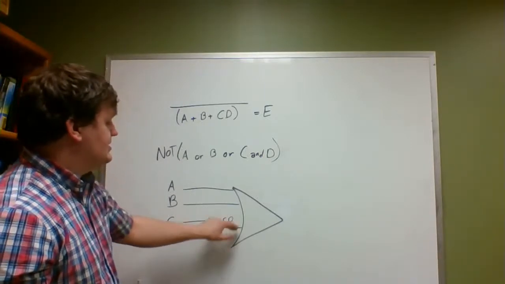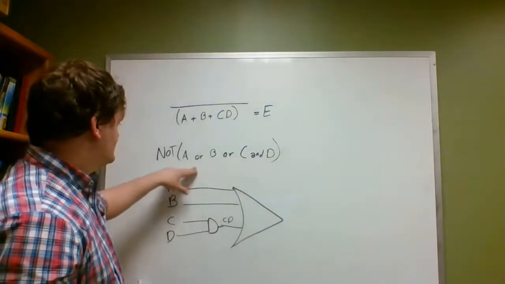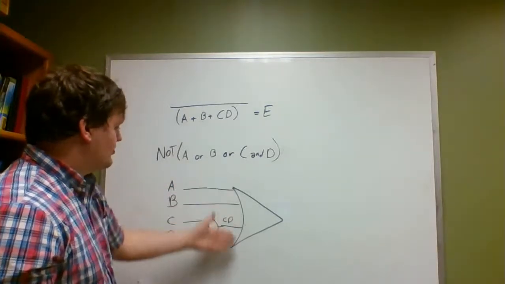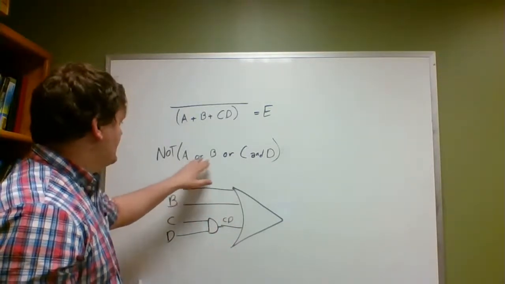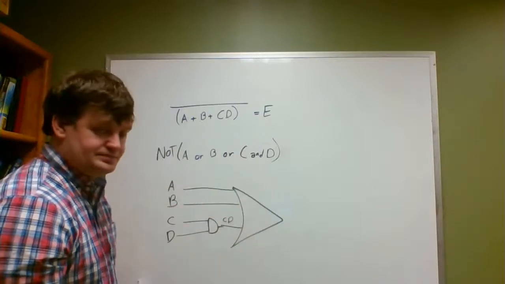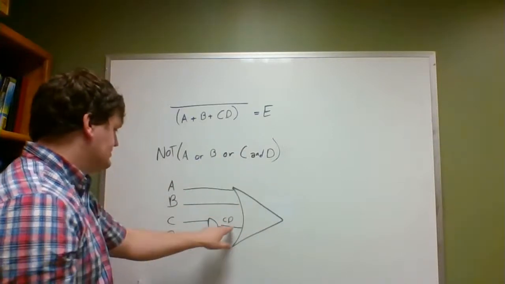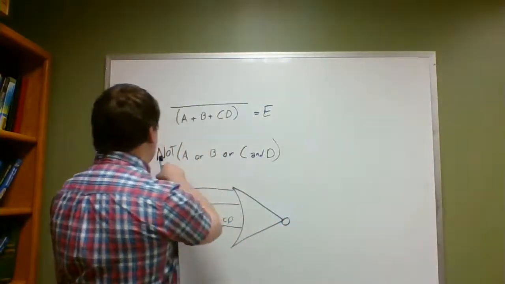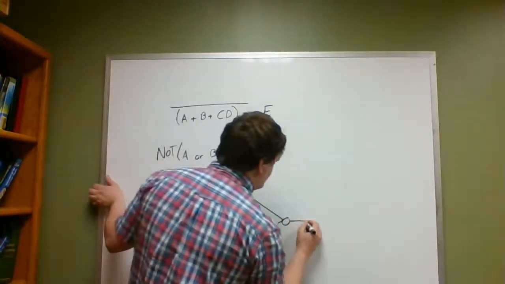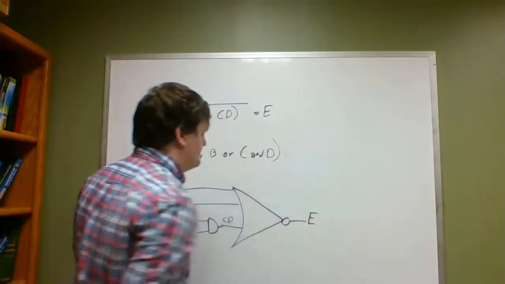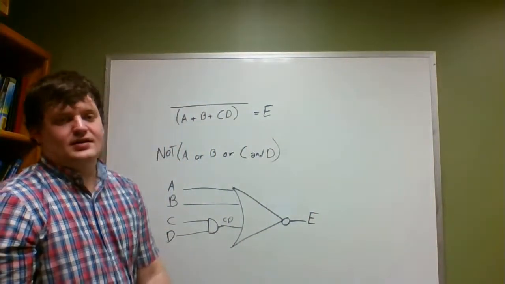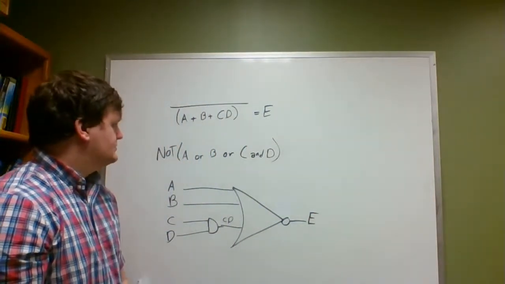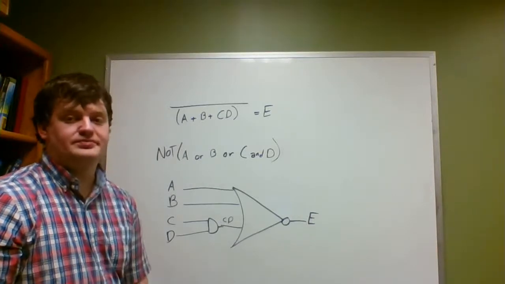C and D goes into the OR gate, because we have these two ORs. We only have three inputs to the OR gate: A, B, and CD. And this gets negated with a NOT, and it outputs E. Boolean algebra.